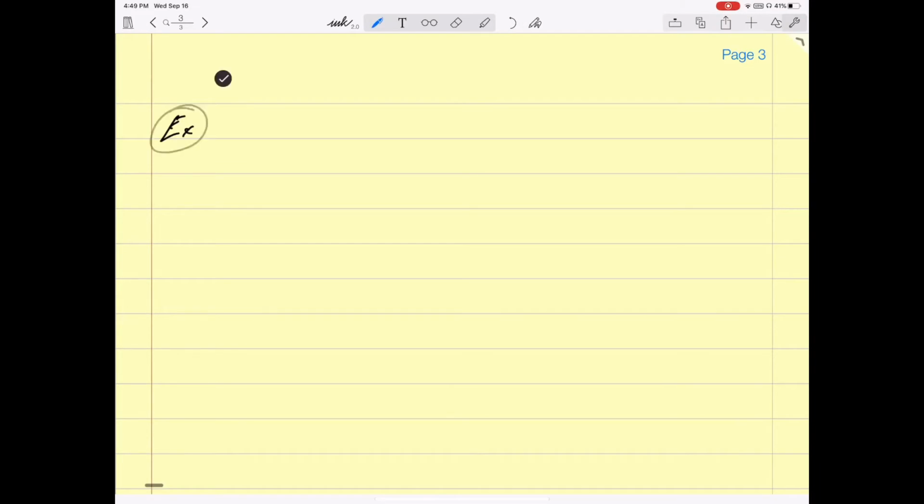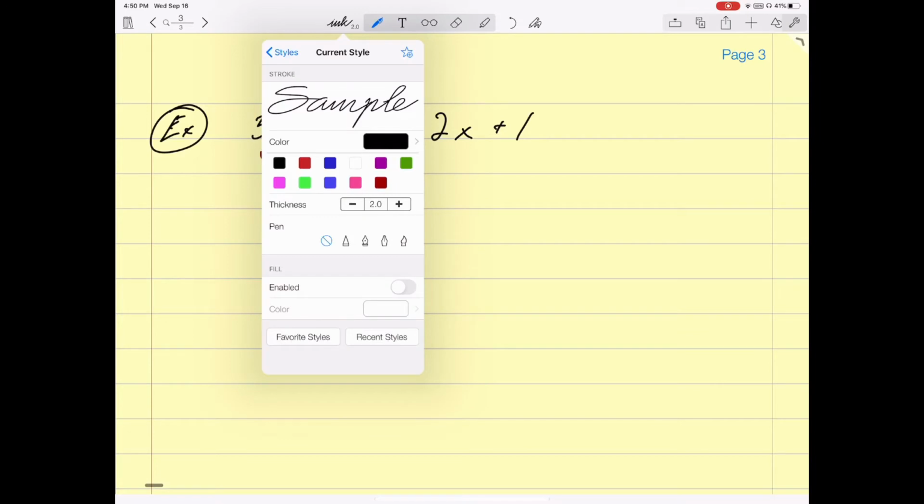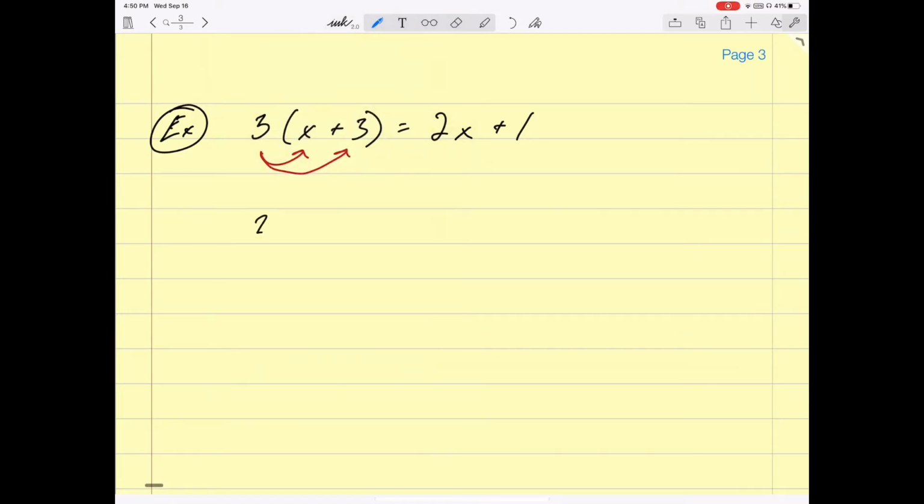Okay, for a third example, let's do something like this. Okay, for this example, what we're going to want to do is first distribute on the left. So I'm going to take this 3 and distribute it to both of those. So we would have, this would be 3x plus 3 times 3, which is 9, equals 2x plus 1.